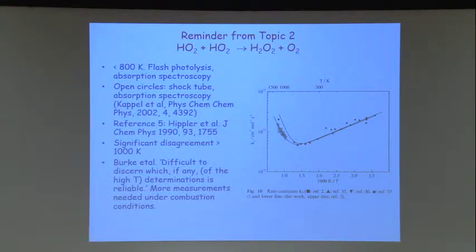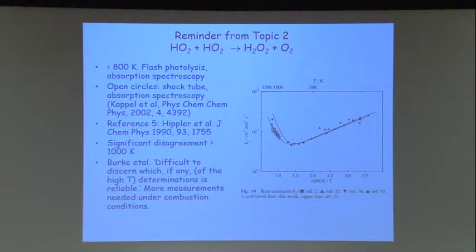A reminder from yesterday, we talked about HO2 plus HO2. And if you remember, we said that at low temperatures, the rate constant is pressure dependent and involves the formation of H2O4. And then what happens is it behaves much more like an ordinary abstraction reaction, and the rate constant begins to increase. And these are two references from 1990 and 2002, and they differ from one another really quite considerably.